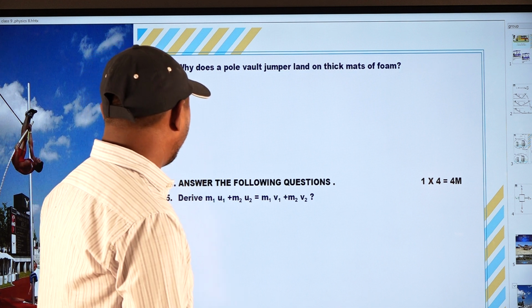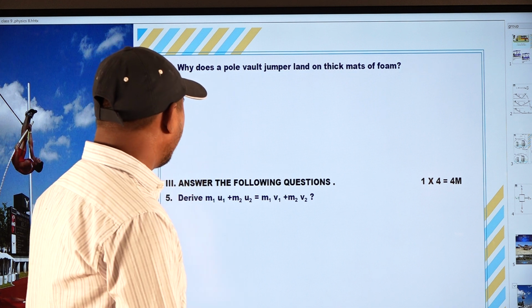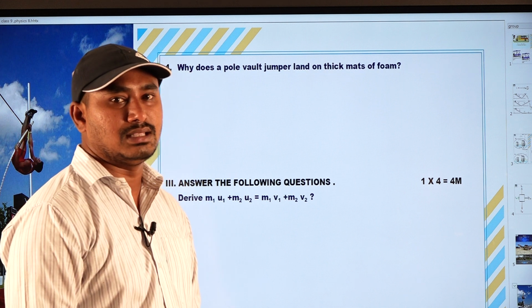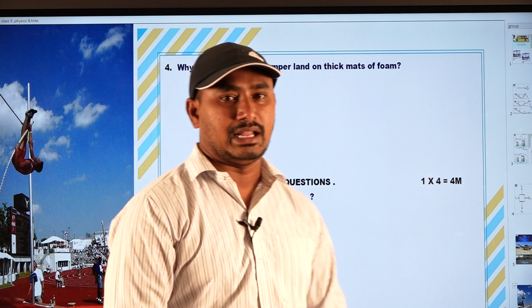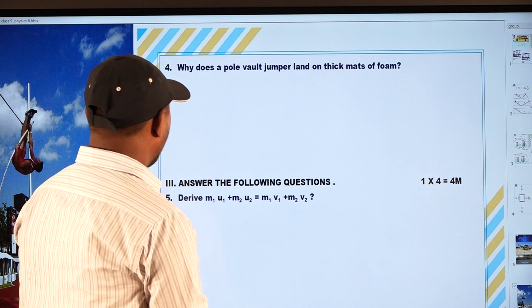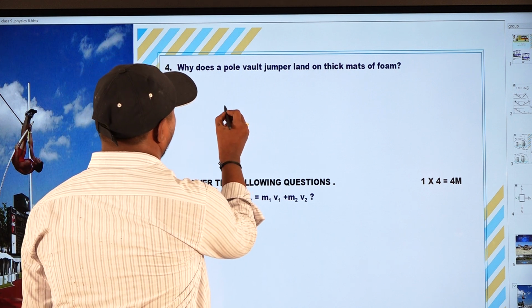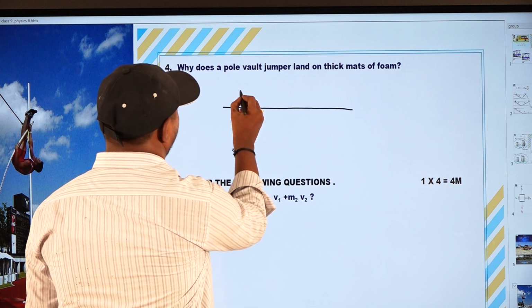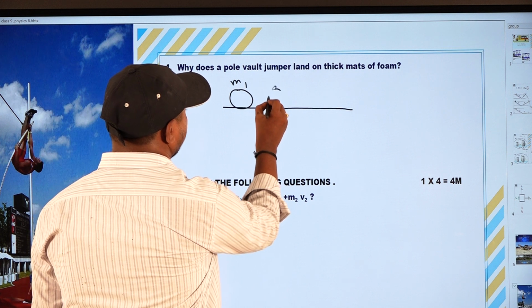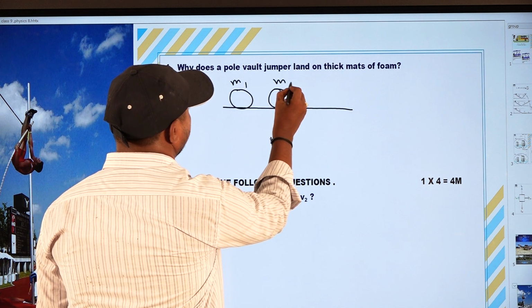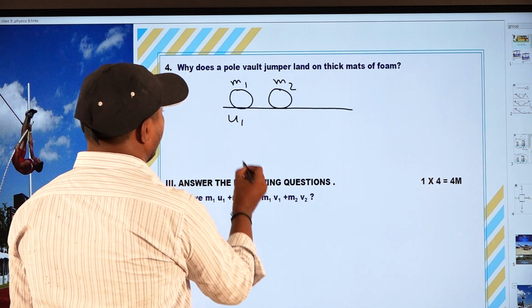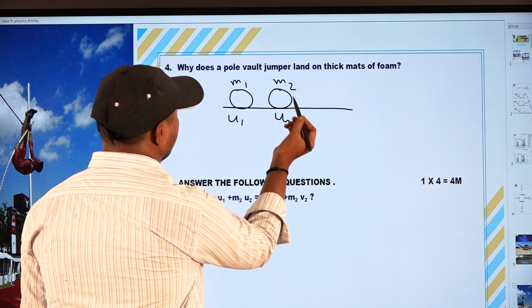Next, coming to the fifth question: derive m1 u1 plus m2 u2 is equal to m1 v1 plus m2 v2. This is the derivation of the law of conservation of momentum. For example, you should take two objects in a straight line. This is the first object, mass m1, and the second object, mass m2.